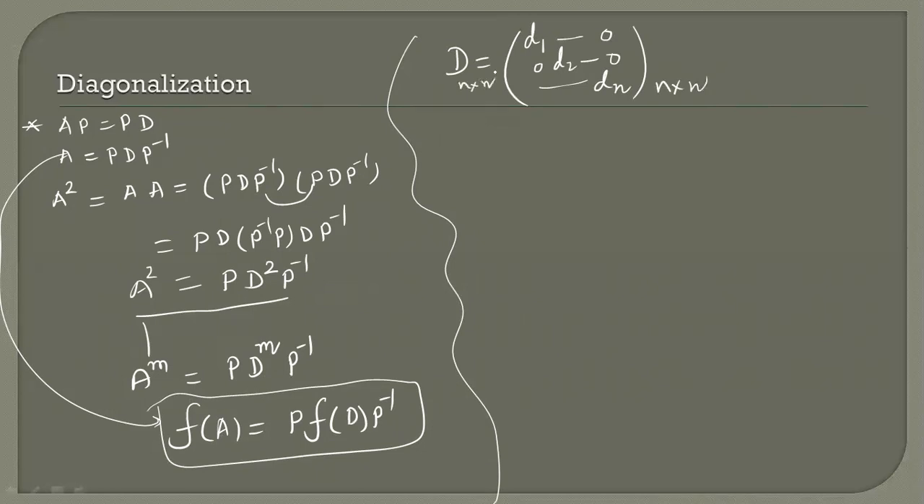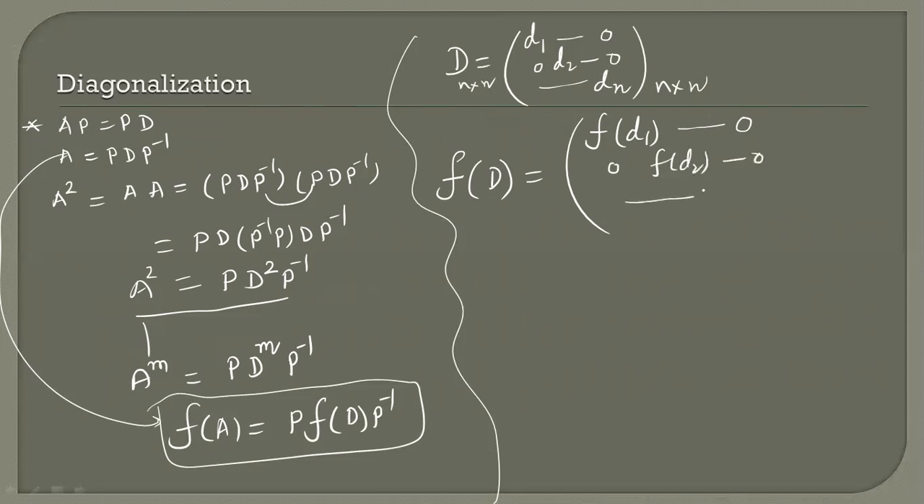I have discussed the properties of the diagonal matrix in lecture 1. You can see lecture 1. We can apply any function on the diagonal matrix, then the same function will be operated on the diagonal entries: f(d1), 0, 0, f(d2), 0, 0, 0, f(dn) of order n cross n. This will be f(D) here.